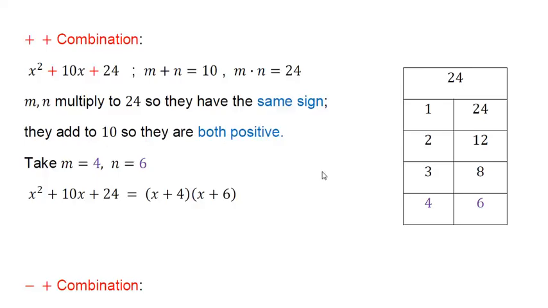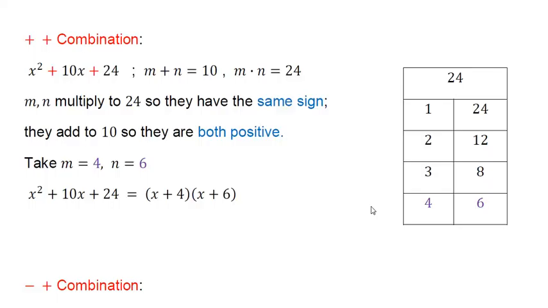So we can make a chart of positive integers that multiply to 24. First off, we have 1 times 24, but 1 plus 24 is not equal to 10, so those don't work. Next, we have 2 times 12, but 2 plus 12 is not equal to 10, so those don't work. Next, we have 3 times 8, but 3 plus 8 is not equal to 10, so those don't work.